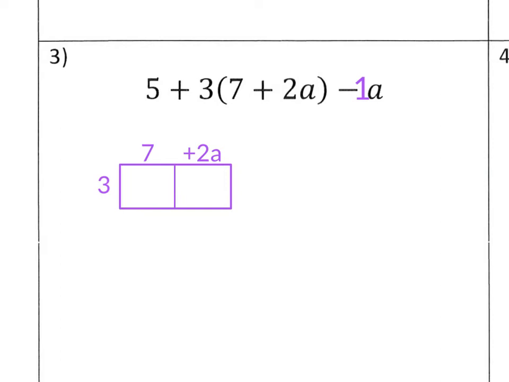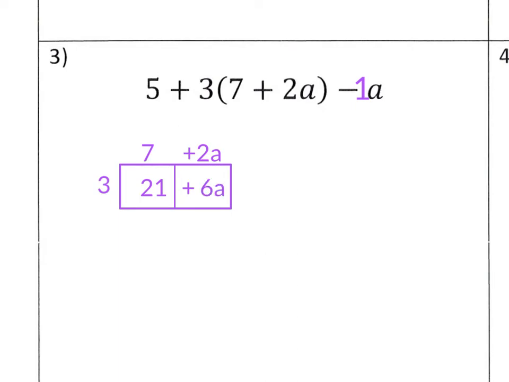So to fill in my area model, remember we're multiplying, so the side here is 3 times 7. 3 times 7 is 21, and then for the side we're multiplying 3 times 2a. So 3 times the 2 gives me the 6, and then because there's just the 1a, I'm always going to put the plus 6a, multiplying those terms.